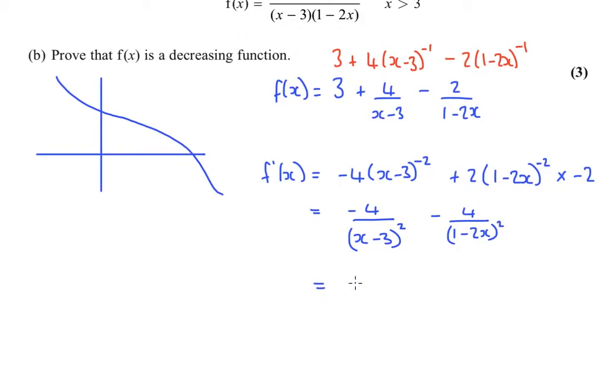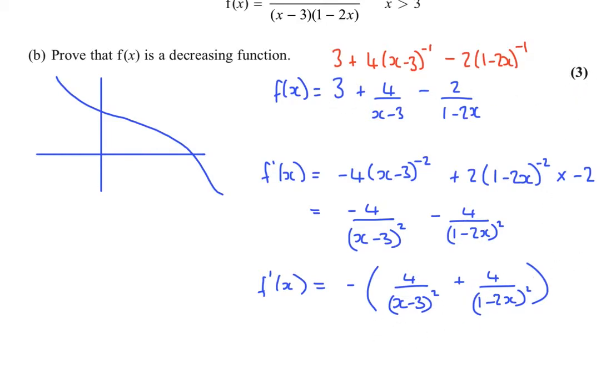Notice I can take the minus out and write it as 4 over x minus 3 squared plus 4 over 1 minus 2x squared. Now each of these terms are always going to be positive. These are going to be positive for all values of x because I'm squaring the denominator both times. And then I'm going to times it by this minus 1. So the gradient for all values of x is going to be negative, which means it's a decreasing function.